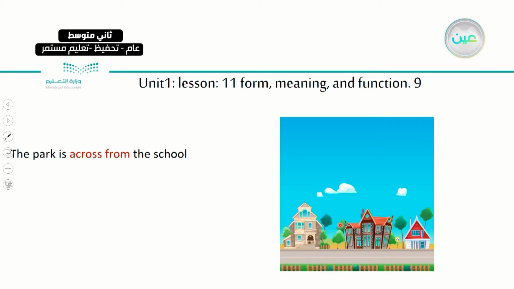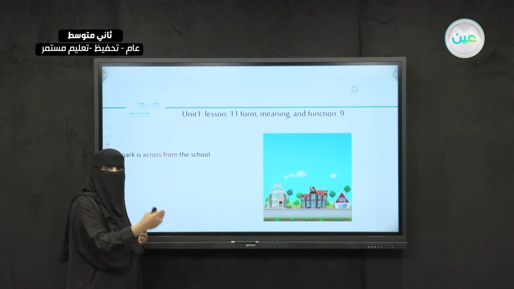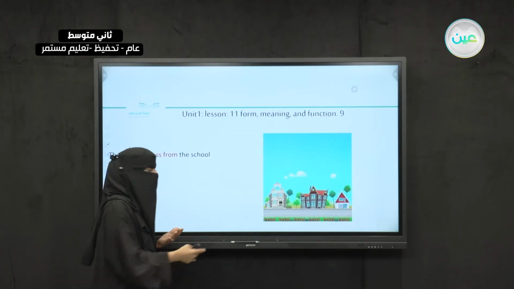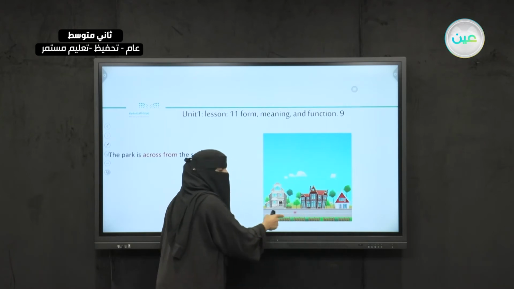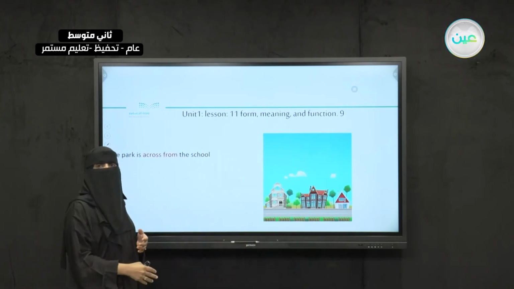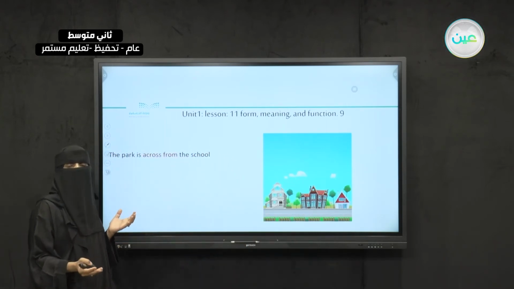So let's imagine that this is the school and this is the park. The park, it's not next to it, it's across from. It means there is a space between them. There is a street, there is a place between them. It's in front of, across the street. Usually there is a road or path or a street between the locations you are talking about.